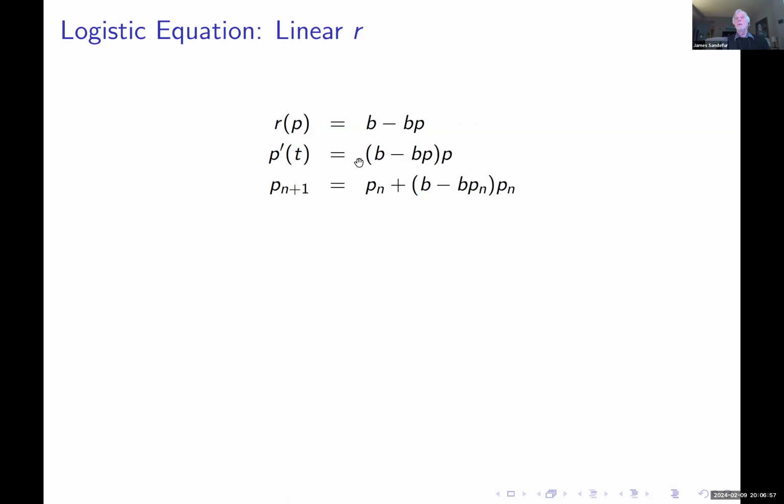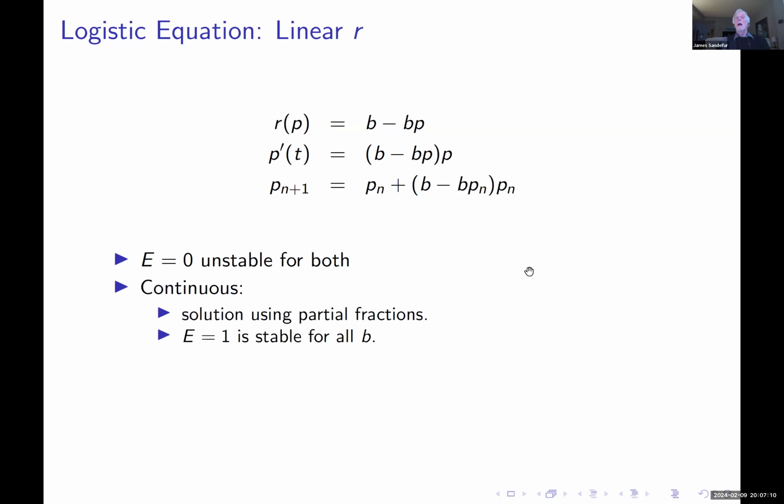So here is the continuous logistic equation. Here's the discrete one. E equals 0 is unstable for both of them. For the continuous problem, one big difference between it and the discrete is we can solve for p using partial fractions. You actually get something that is not very useful, but you can still find a relation for p.